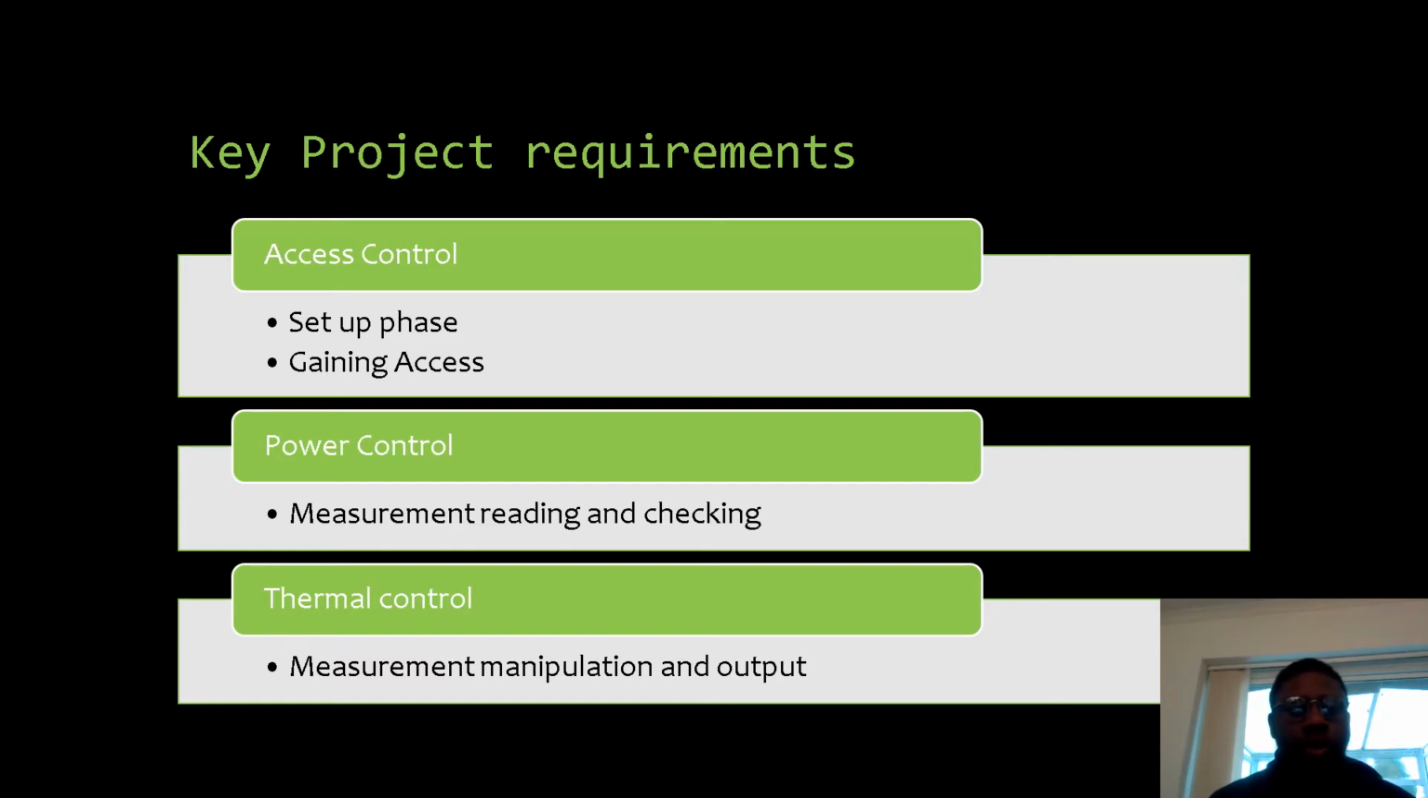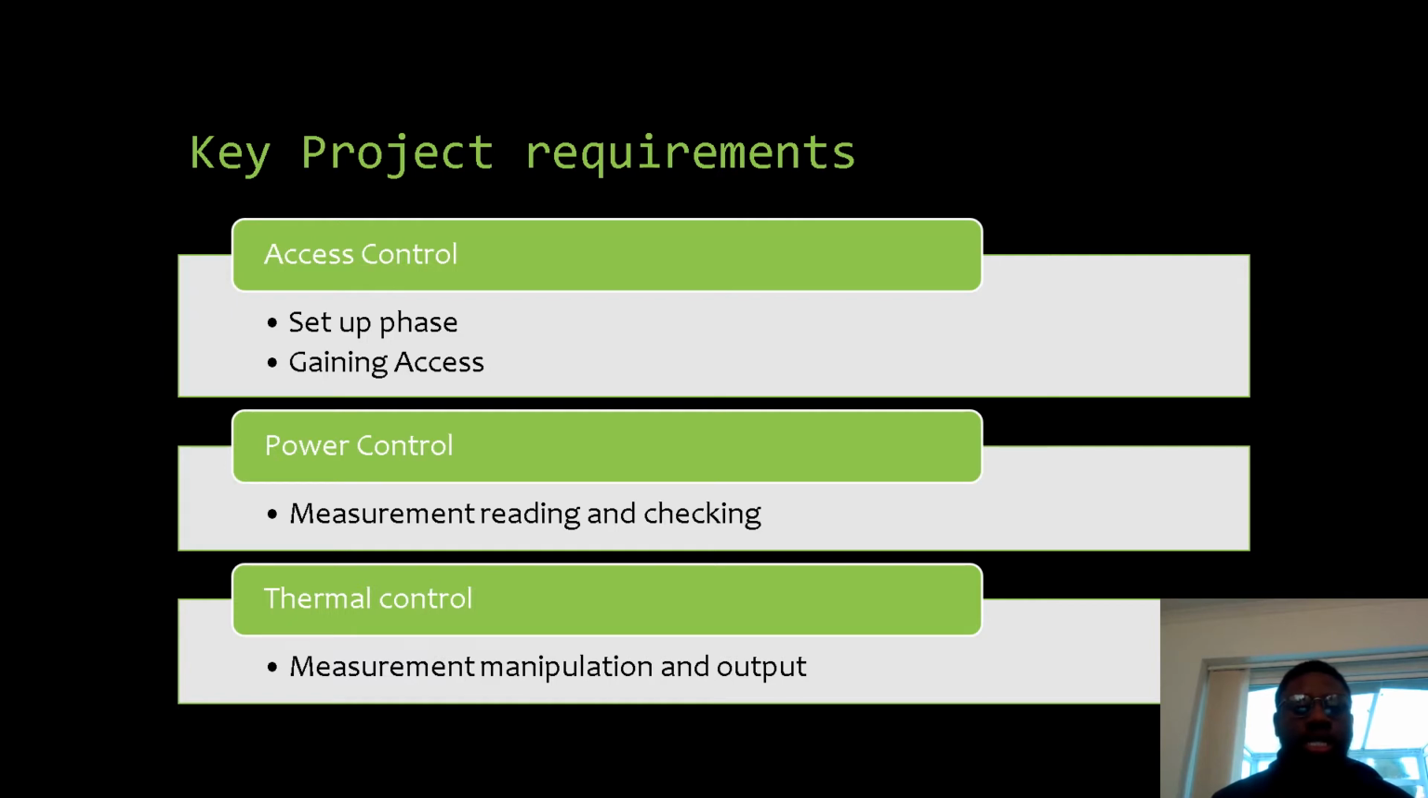Access control was the setup phase, which included an admin entering passwords into the system, and then the gaining access part was asking a typical user to enter their password for them to be able to access the room for 1 minute or inhibit the access of the room.